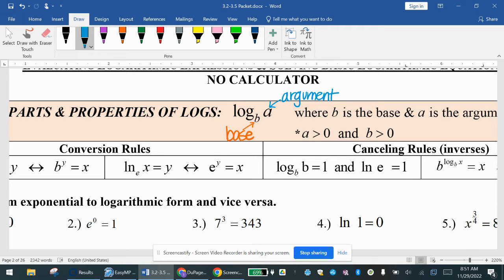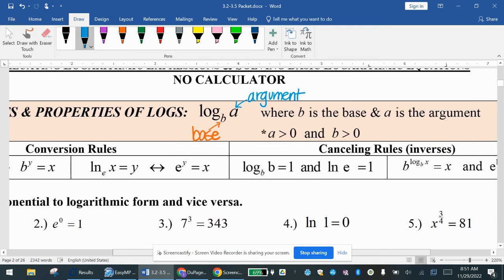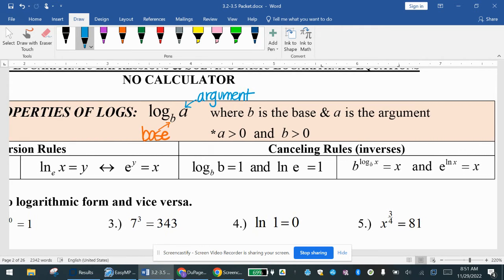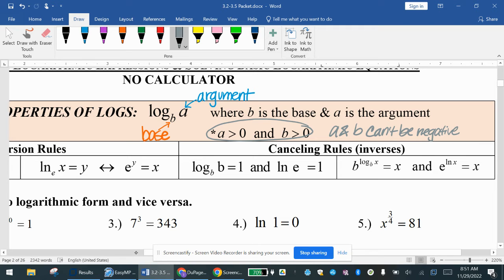And just so you know, because this is going to come into play in a couple of the later lessons that are coming, a and b can't be negative, okay, which is what this statement is saying, okay? A and b can't be negative. All right, so you're going to hear me refer to the base of a log and the argument of a log a lot, okay? So make sure you know your vocabulary.